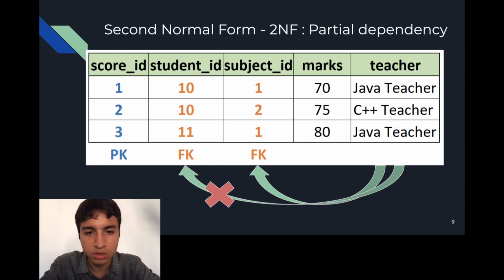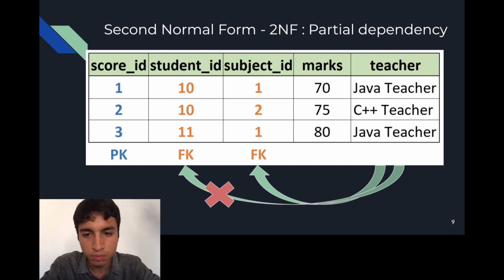Now, if we look at the score table, we have a column named teacher, which is only dependent on the subject. For Java, it's the Java teacher, and for C++, it's the C++ teacher, and so on. As we just discussed, the primary key for this table is a composition of two columns, which is student ID and subject ID. But the teacher's name only depends on the subject, and has nothing to do with student ID. This is called partial dependency, where an attribute in a table depends on only a part of the primary key and not the whole key.